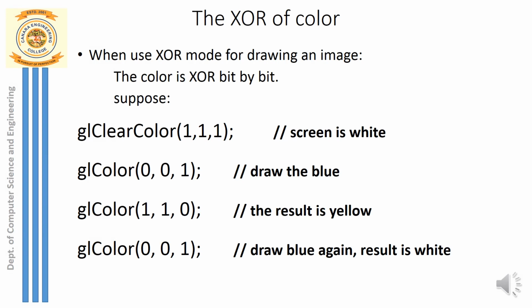So we have here an example of XOR of color. We can use this XOR mode for drawing an image. So the color is XORed bit by bit. See here, glClearColor, you pass RGBA, so directly you pass the integer value there, 1 1 1 1, right? This is a direct way of specifying the color in the form of integer. So this indicates white color, next indicates blue color, next indicates a mixture of R and G, red and green, that is yellow color, and the last one indicates blue color. So this is a direct way of specifying the colors by passing the integer value.